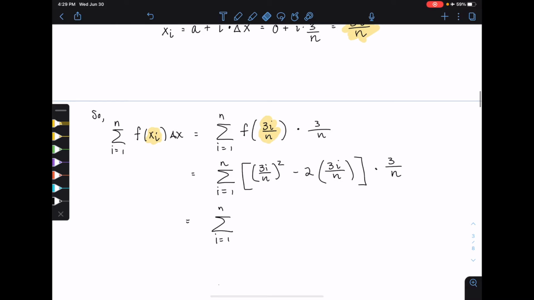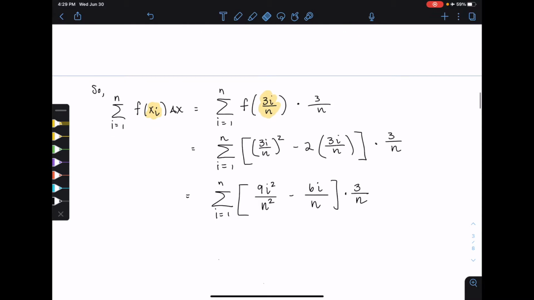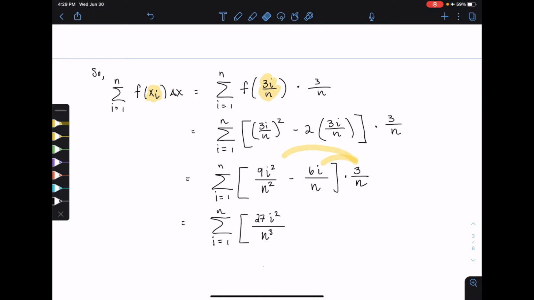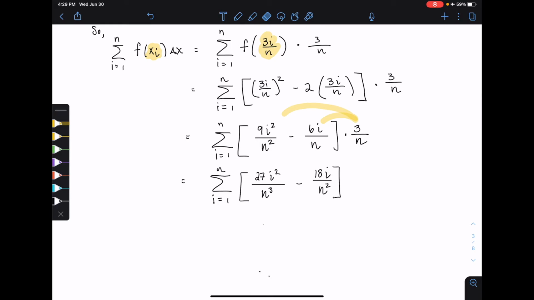So simplifying those pieces, 3i over n squared is going to be 9i squared over n squared. And then 2 times 3 will give you just a 6, and the i over n stays. And then this is still times delta x. So if I go ahead and distribute this into both pieces, that's going to be our sum. We're going to get 27i squared over n cubed minus 18i over n squared. Okay? And so I want to come up with kind of a clean-cut expression for this. So what I'm going to do is split these summations. So I'm going to take the sum of the one minus the sum of the other.